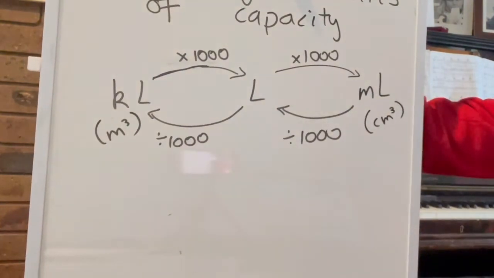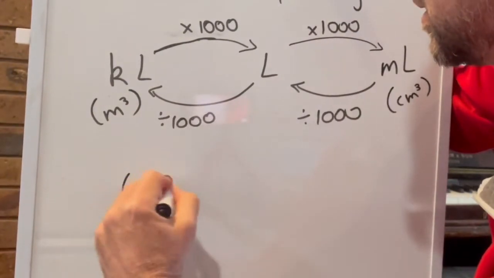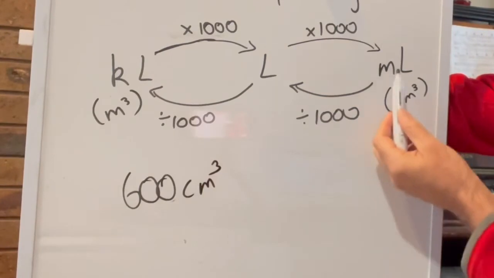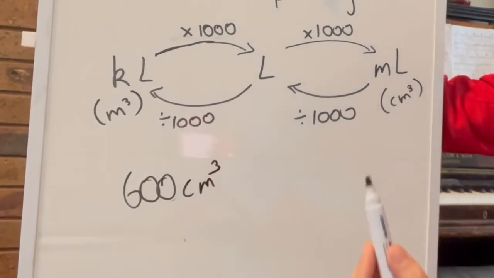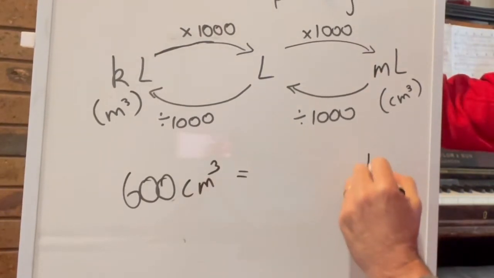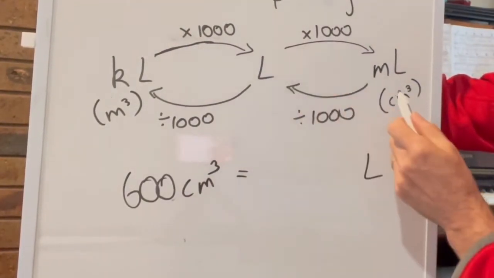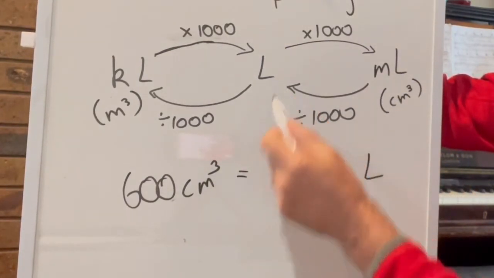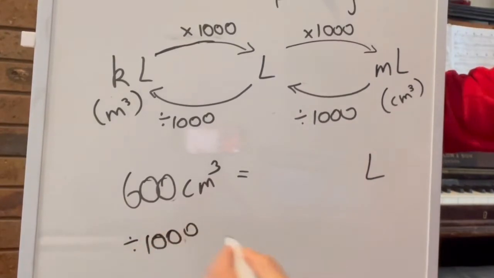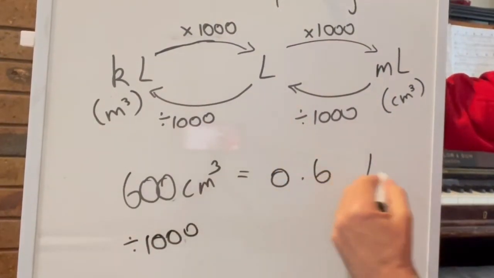So let's have a look now at something such as 600 centimetres cubed, which effectively is the same as 600 millilitres. And we want to convert this to litres, okay? So to do that, to go from millilitres back, or in this case, centimetres cubed back, we're going to divide by 1,000. Okay, and so then that will leave us with 0.6 of a litre.